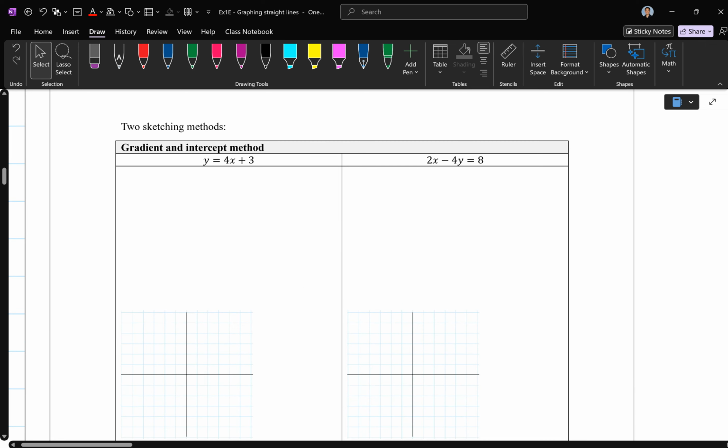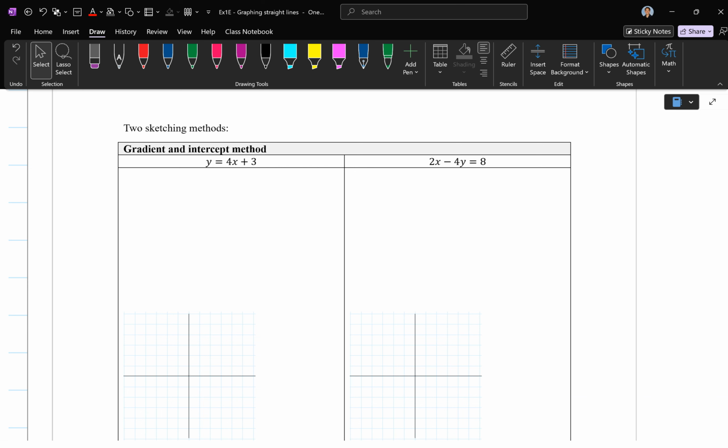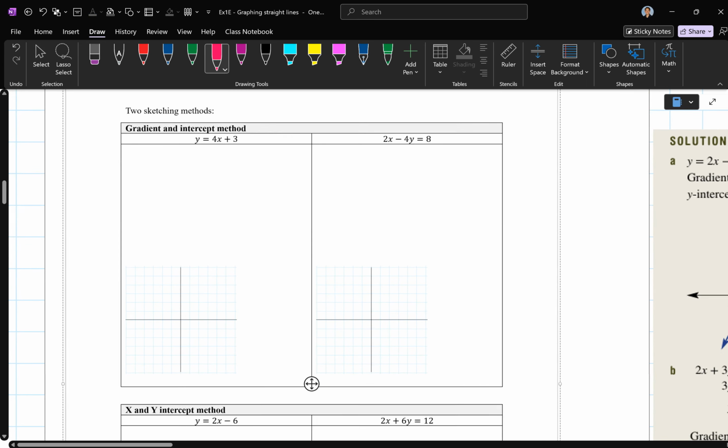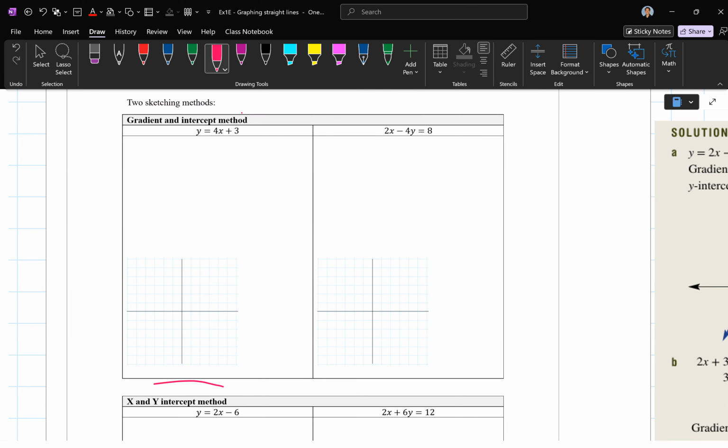So when you're sketching, there are two methods to learn how to sketch a straight line. What I showed you on Desmos, they can sketch it for you, but eventually you have to learn to sketch it yourself. So there are two methods. There is the gradient and intercept method, arguably the easiest way, but more tedious. The x and y intercept method is the more preferred method, but it does require that you know your algebra.